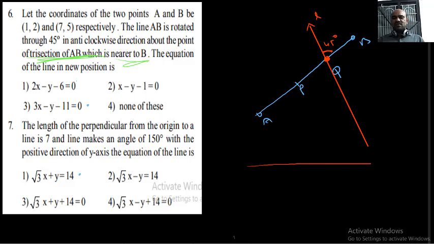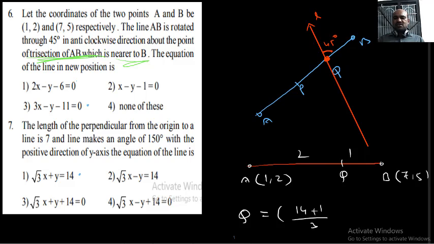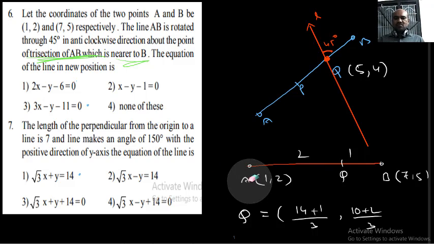We are dividing 2:1. I will write here A is (1, 2) and B is (7, 5). Q divides in the ratio 2:1, and I want to find Q directly. Q equals ((7×2 + 1)/3, (10 + 2)/3), so (15/3, 12/3), obviously Q is equal to (5, 4).